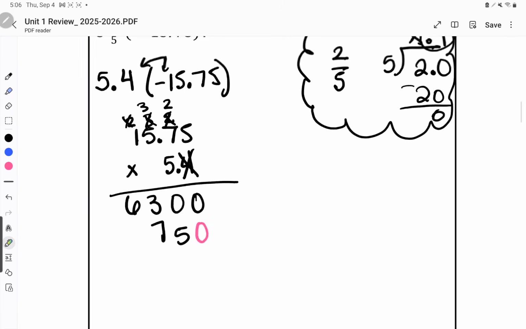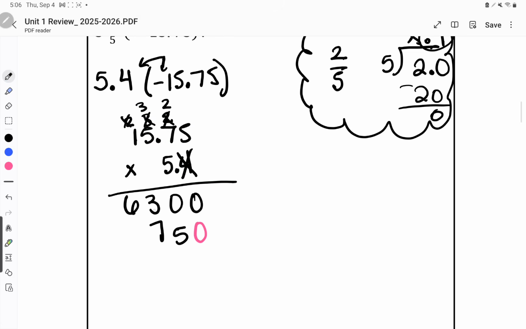Then we have 5 times 5. 5 times 5 is 25, plus the 3 that's up here at the top gives us 28. So we write down an 8, and we carry our 2. 1 times 5 gives us 5, and then we add our 2, and that gives us 7.